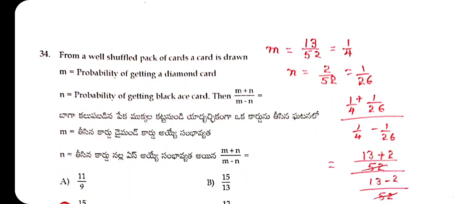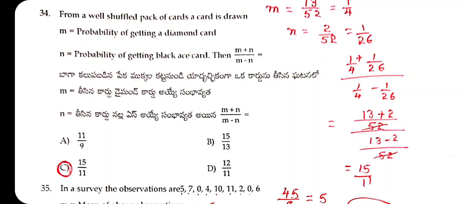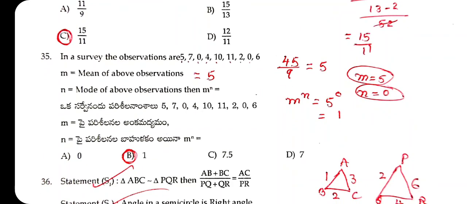So if you add these two and if you subtract these two, the 52s will get cancelled. So in the numerator 13 plus 2, in the denominator 13 minus 2. So the answer is 15 by 11, option C. Now if you find the mean, sum of the observations by number of the observations, that is 5. And the mode, so many times it is repeating, 0. So m power n they are asking, 5 power 0, that is 1.